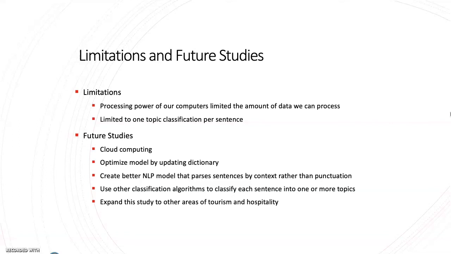For future studies, we hope to utilize cloud computing so that we have more processing power, meaning that we can process more data. We hope to optimize the model by updating the dictionary. We hope to create a better NLP model that parses sentences by context rather than punctuation. We hope to use other classification algorithms to classify each sentence into one or more topics, and we hope to expand this study to other areas of tourism and hospitality.